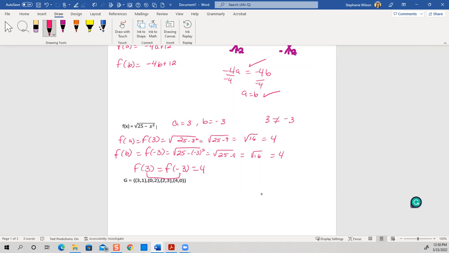Now, whenever we talk about the inverse function, we know that we have ordered pair X comma Y, but whenever we talk about its inverse, it becomes Y comma X. So I'm going to write this in its inverse form. So I get 1 comma 3, 2 comma 0, 3 comma 2, 0 comma 4. And that's all the work on that one. Okay, so now let's solve the next part of the functions.